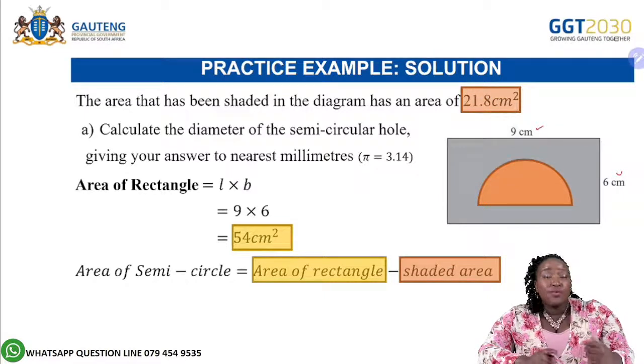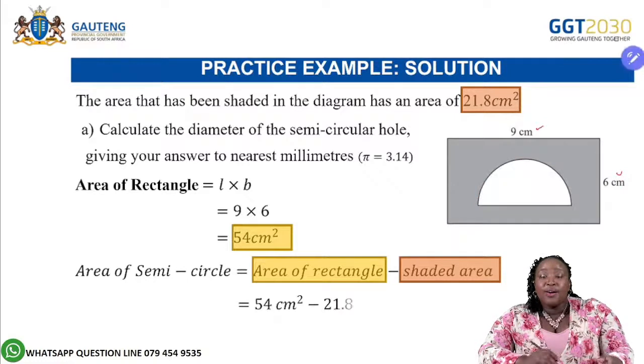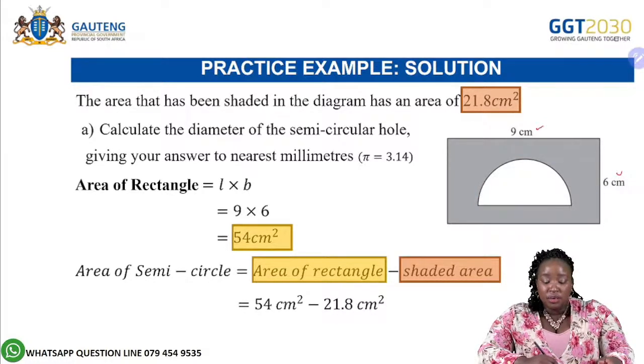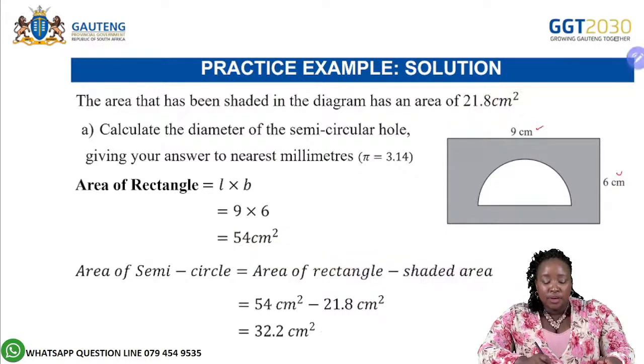All right. If you've noticed, we've had to go back to our question how many times? 3 times. Hence, I said you read, read, and read. Now, we've got our information. So we substitute those values, 54 centimeters squared minus 21.8 centimeters squared. And then you get your answer to be 32.2 centimeters squared. Okay.